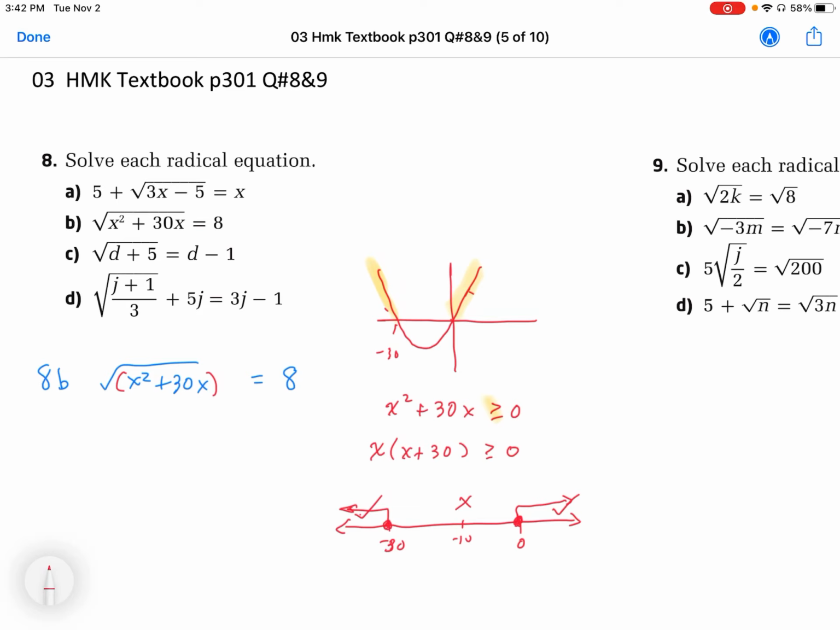So the restriction formally written is going to look like this. x must be less than or equal to negative 30, or x is greater than or equal to 0, and both of those will give us x's that are positive. Now at this point, we can solve this equation.